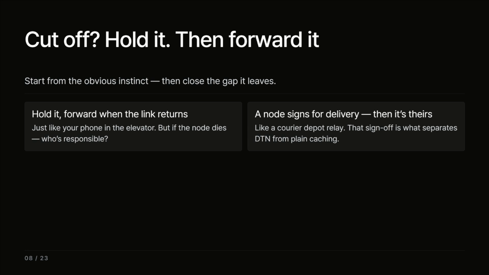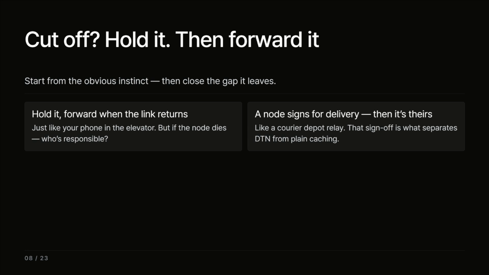But this immediately raises another question. If a node is storing the data and that node fails, who becomes responsible for delivery? DTN's traditional answer is custody transfer. A node formally accepts responsibility for delivering the bundle and then passes that responsibility to another node later.